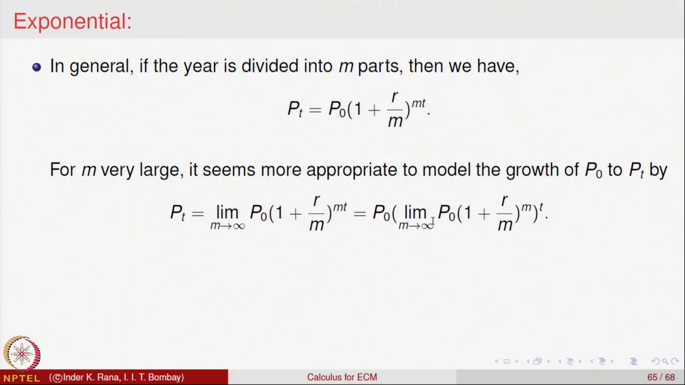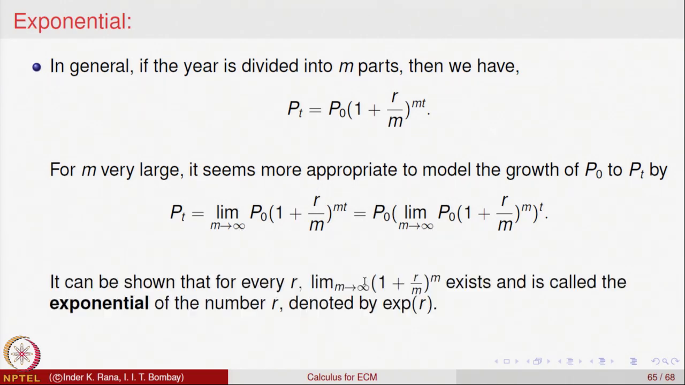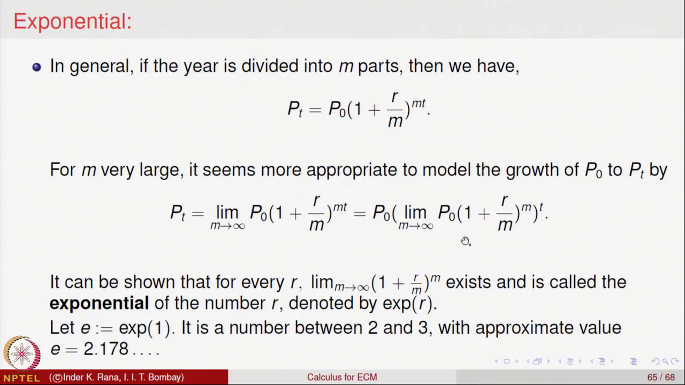So, that is equal to this, and by our earlier formula, the limit of 1 plus 1 by m raised to power m, if this is justified, if this limit can be taken inside, says that this becomes P0 times e raised to power r t. So, if the interest rate is given continuously, then the formula should be this; we have to compute this limit. Okay. So, the limit of this exists and is called the exponential.